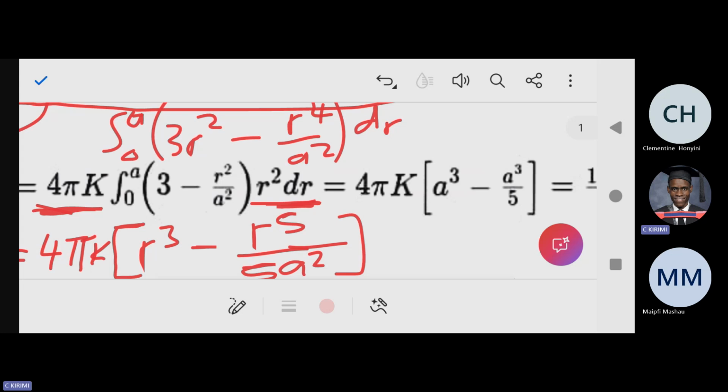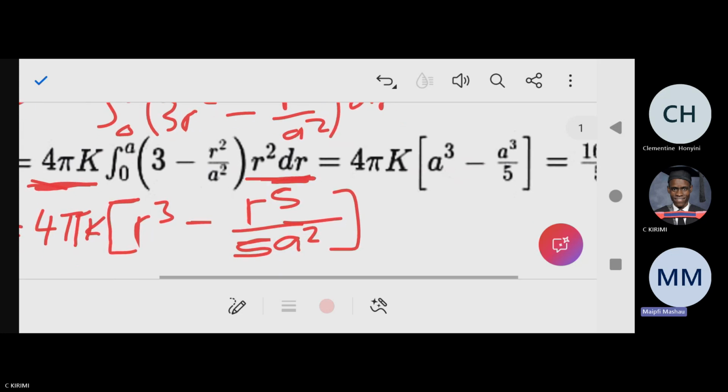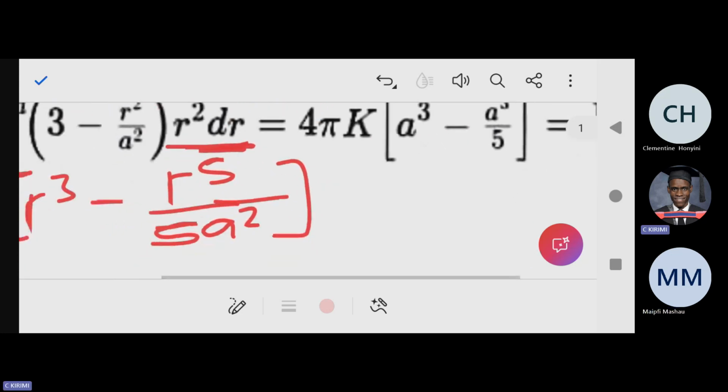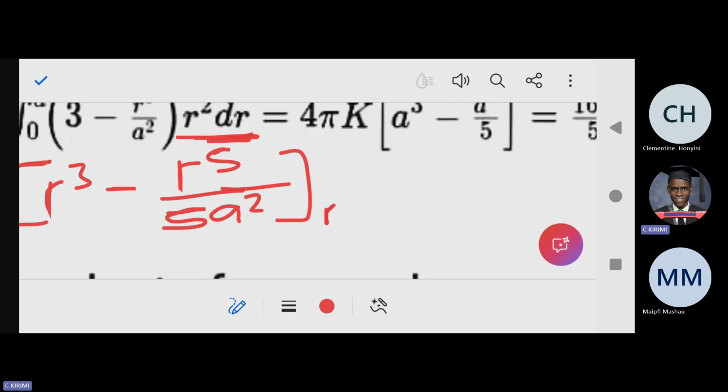Then what do you get? We're going to get a to the power 3 minus a to the power 5 over 5a squared, multiplied by 4 pi k. So here r goes from 0 to r equals to what? A. R equals to a. This is how you do it.